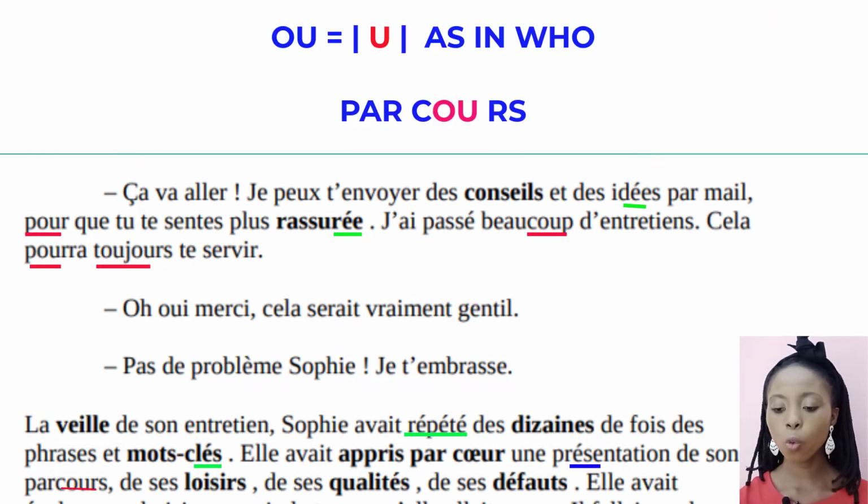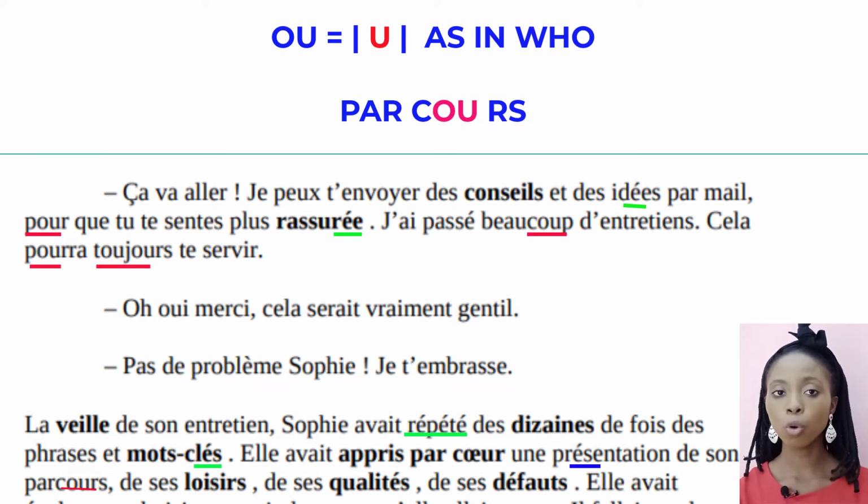De son parcours. So we have our cou as well. The C, O, U. We have our K plus OU. So we have cou, parcours.